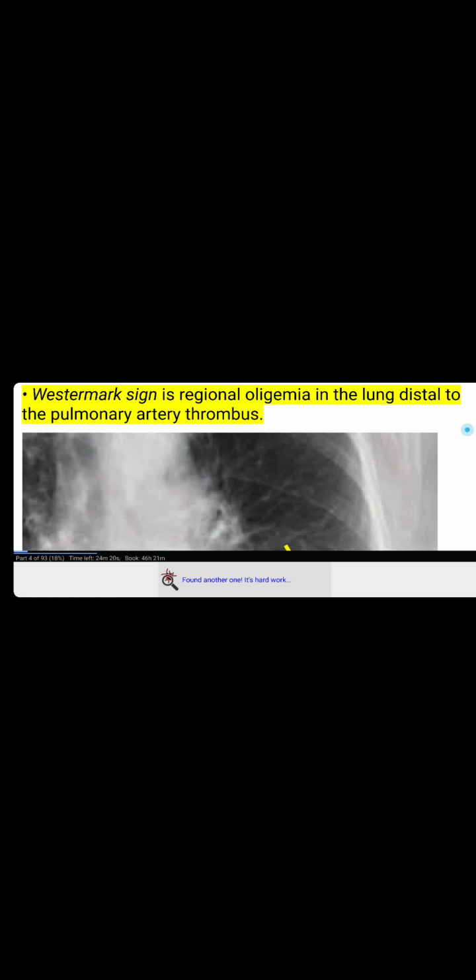Hampton's hump is a peripheral wedge-shaped opacity representing pulmonary infarct. Westermark sign is regional oligemia in the lung distal to the pulmonary artery thrombus. Rounded opacity (arrow) projecting over the lingula, representing Hampton's hump.